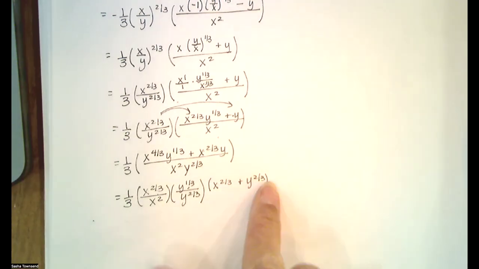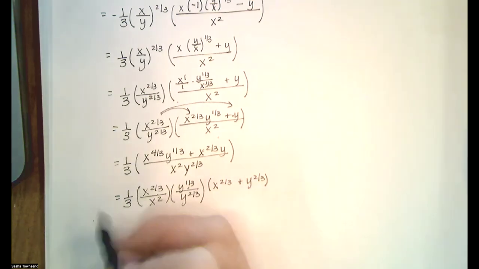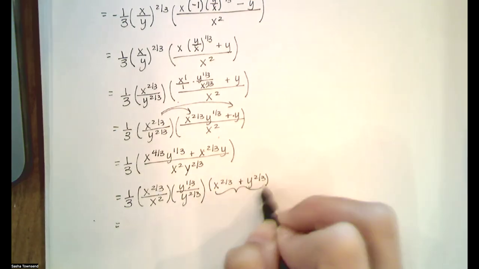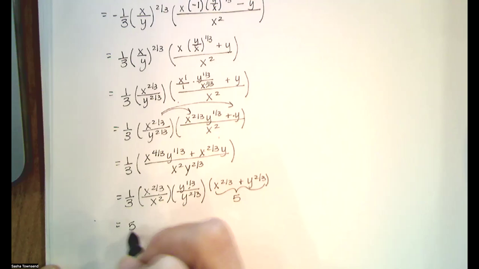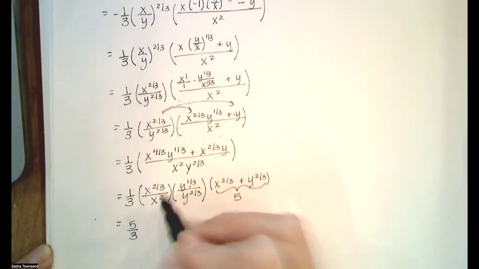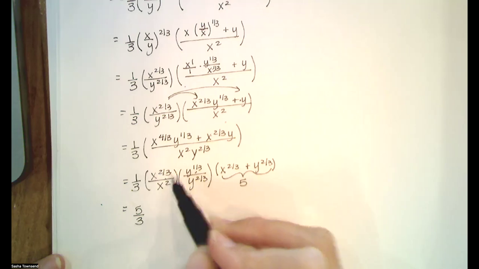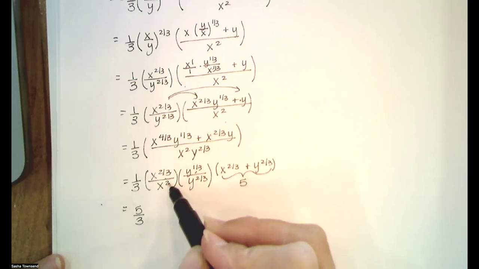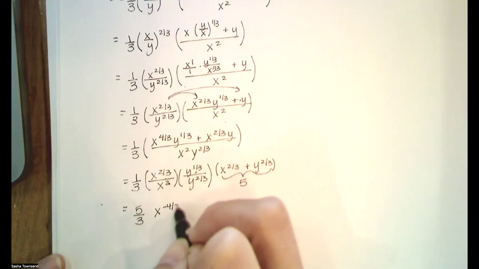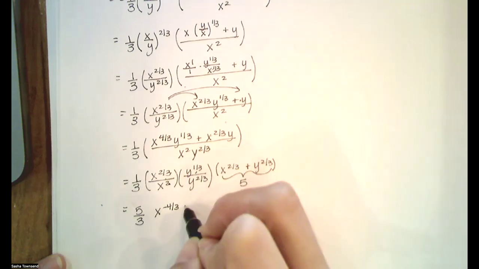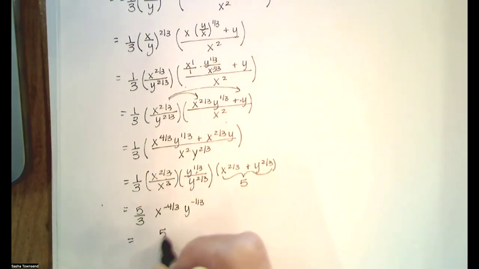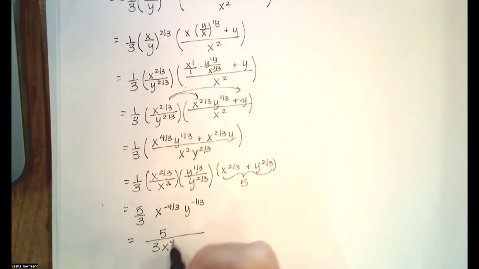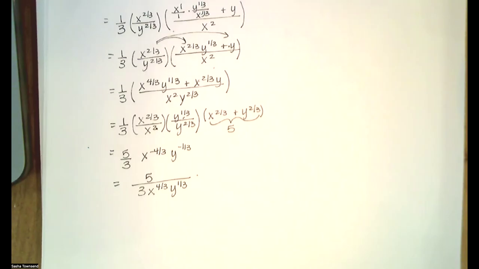And actually, x to the 2/3 plus y to the 2/3 is 5, because that was the way our relation was defined. So we end up with 5/3, and then this divided by this, that's 2/3 minus 2, which is 6/3. So it's going to be x to the negative 4/3. And 1/3 minus 2/3 is y to the negative 1/3. And so we end up with 5 divided by 3 times x to the 4/3 times y to the 1/3. Okay, that was a lot. Well, that's our second derivative.